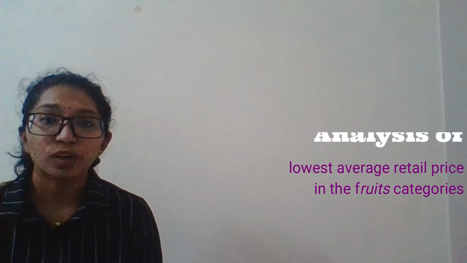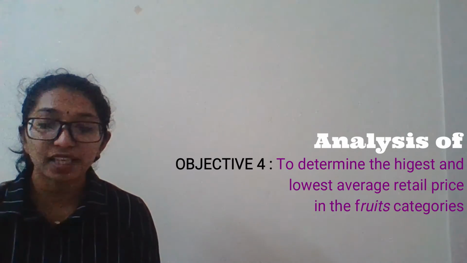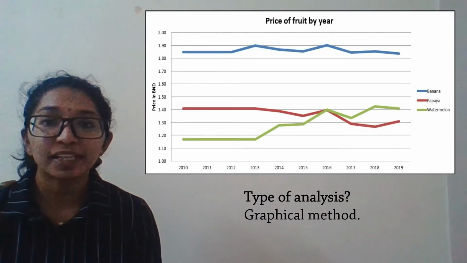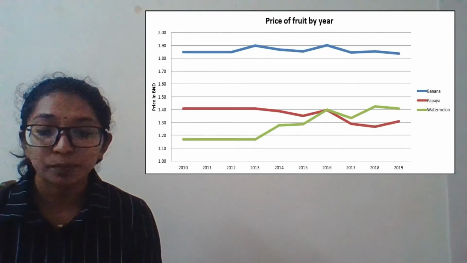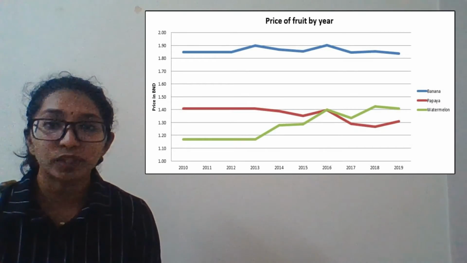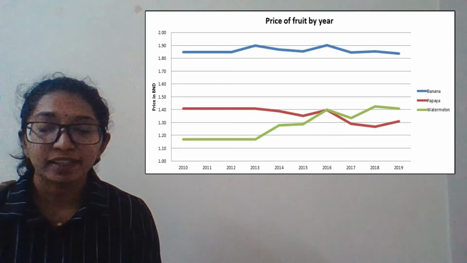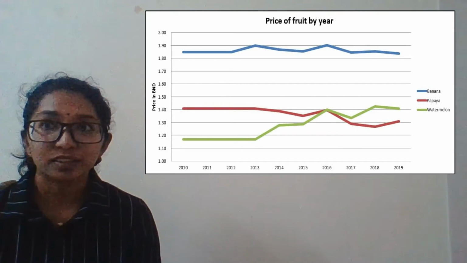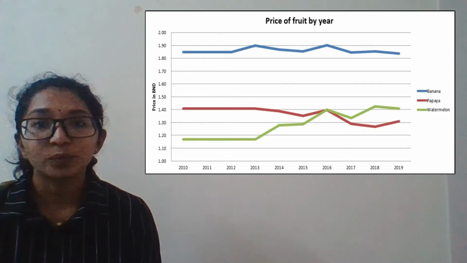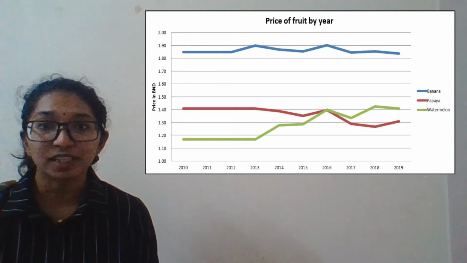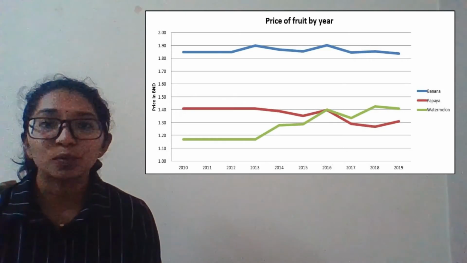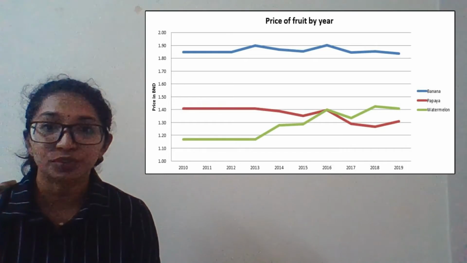The final objective of the project is to determine the highest and lowest retail price in the fruit category. I chose a graphical method to analyze my objective, to have a better view on the changes of price between 3 fruits, which are papaya, watermelon, and banana. I also chose a line graph to present my data. From the graph, we can notice that the price of banana is slightly higher than watermelon and papaya, and also has the most stable price compared to both fruits.